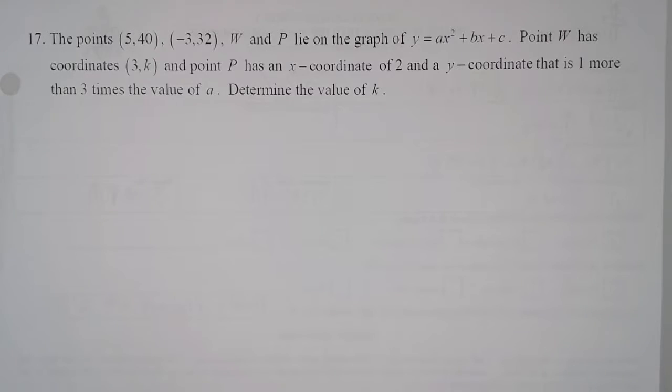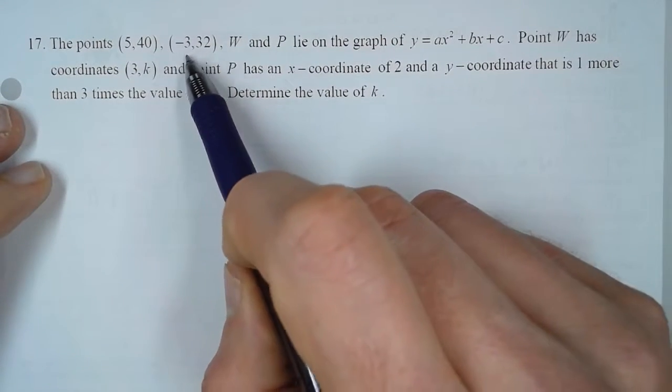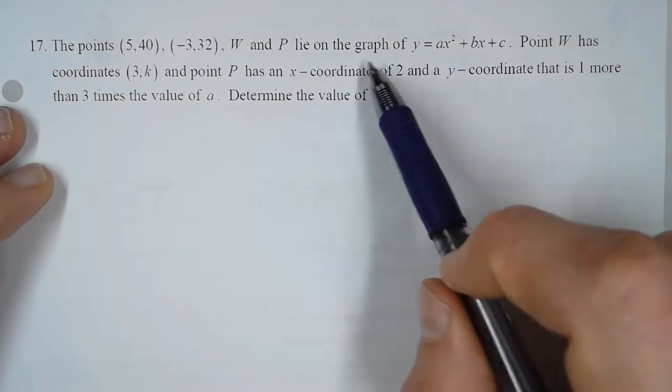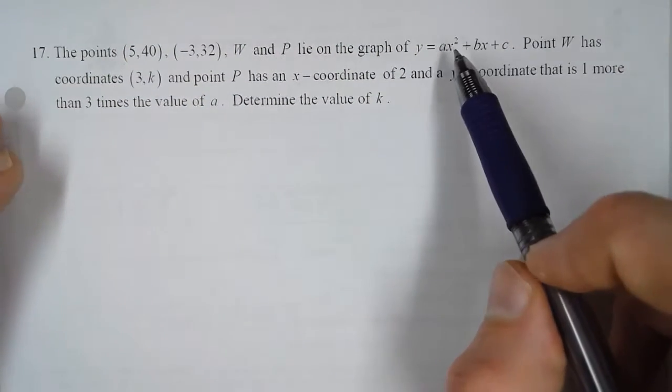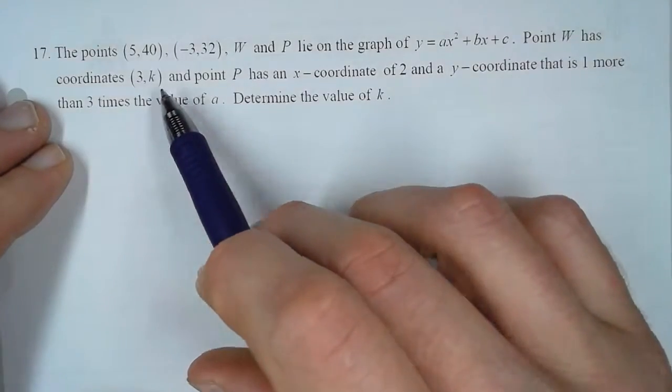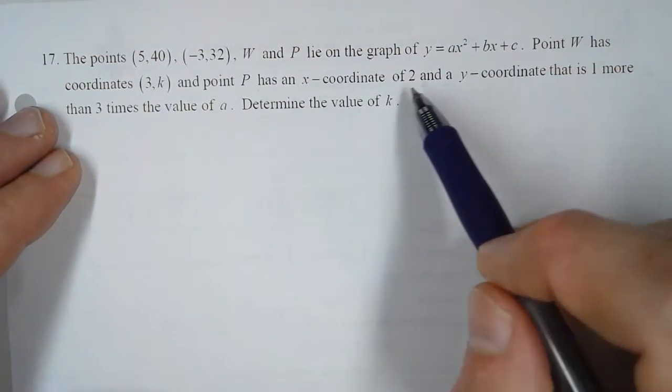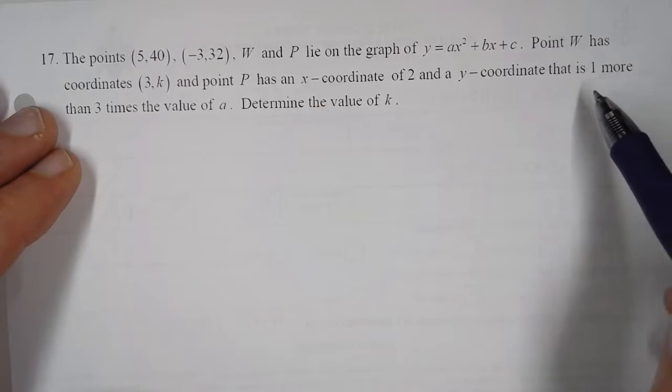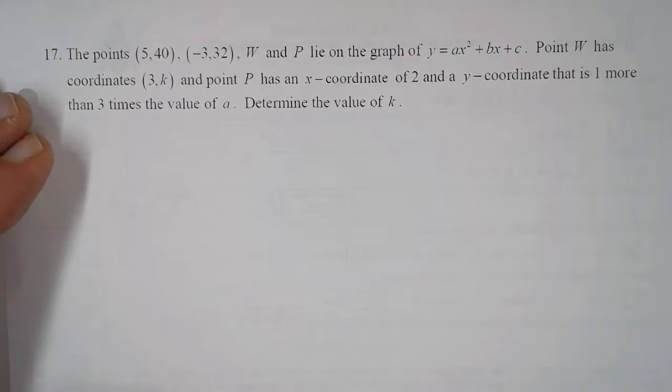In this problem, they give us the points (5, 40) and (-3, 32). W and P lie on the graph of y equals ax squared plus bx plus c. Point W has coordinates (3, k), and point P has an x-coordinate of 2 and a y-coordinate that is 1 more than 3 times the value of a. Determine the value of k.